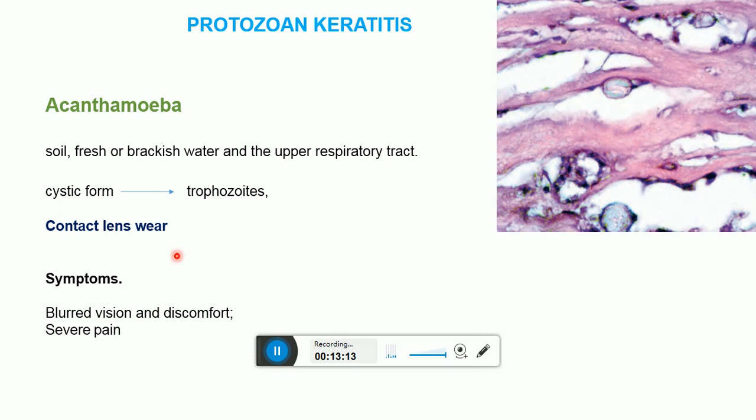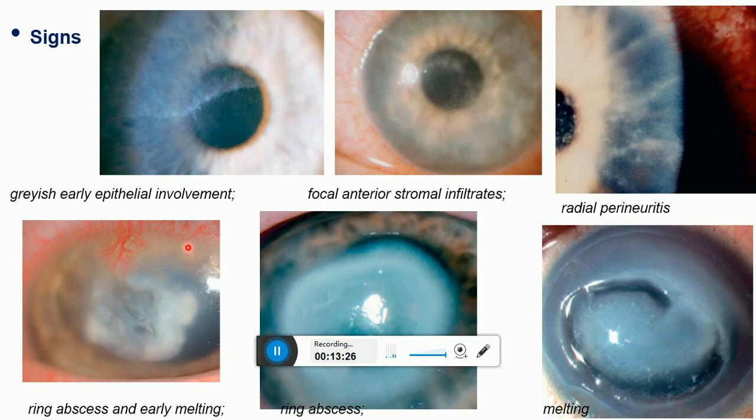There is blurred vision, discomfort, and pain is often severe. Pain is severe and characteristically disproportionate to the clinical signs. The signs in early disease: the epithelial surface is irregular and grayish. Epithelial pseudodendrites resembling herpetic lesions may form.